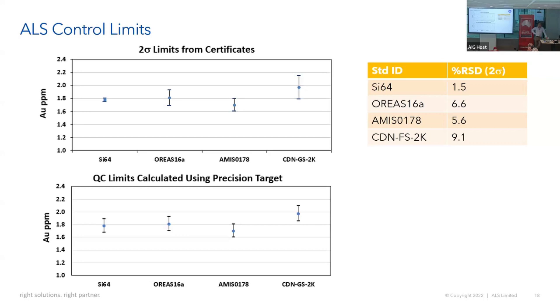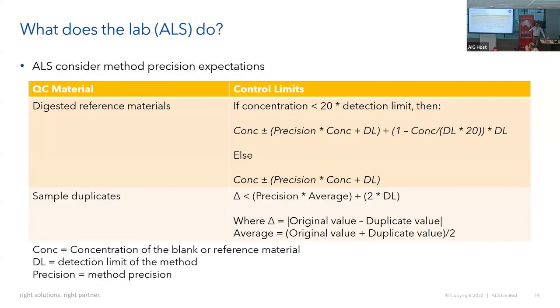So our geochem methods typically have a method precision of 10%, fire assay 6%, all grade methods between 3.5% and 5%, umpire methods 1 to 2%, and some commodity methods between 1 and 2%. This is what the lab does when we consider method precision expectations, and this is how we assess the CRMs and duplicates that we will put into our laboratory runs.